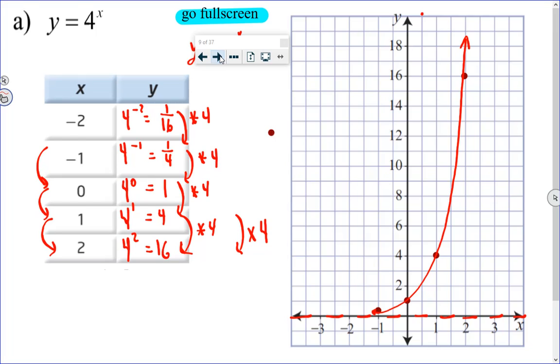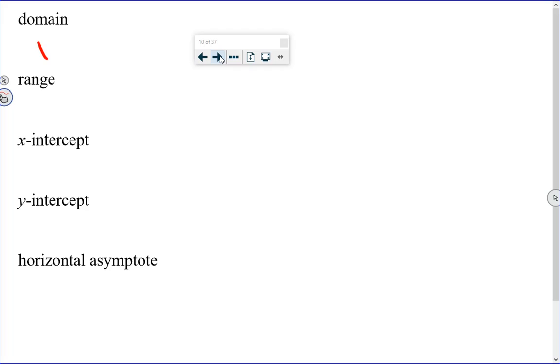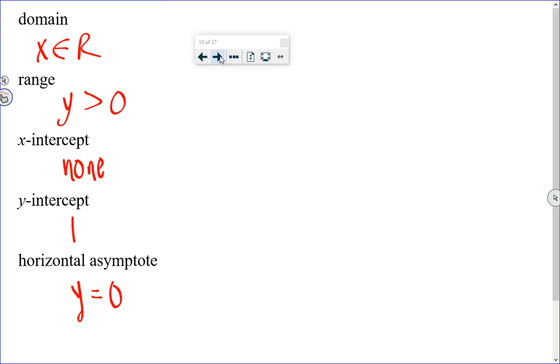So you have a picture of the graph, and now we can write out what the domain is. It's pretty clear that no matter which way you go, left or right, you can always continue to draw the graph. The range, however, is always greater than 0. It gets really close to 0, but it never reaches 0. Because it never reaches 0 vertically, it will never touch the x-axis, which means there is no x-intercept. There's none. The y-intercept is 1, and the horizontal asymptote is the x-axis, which is y equals 0.